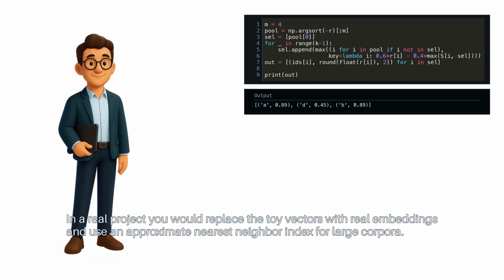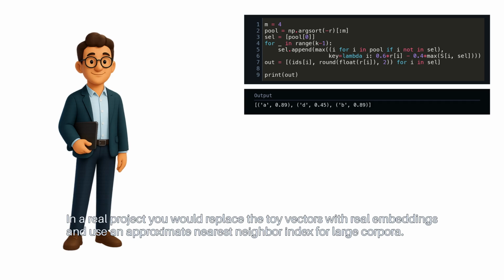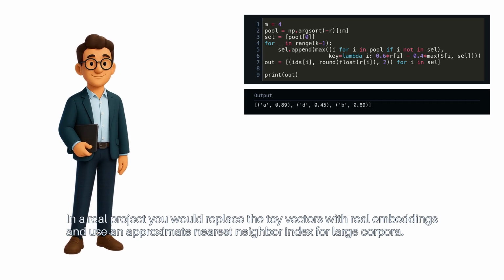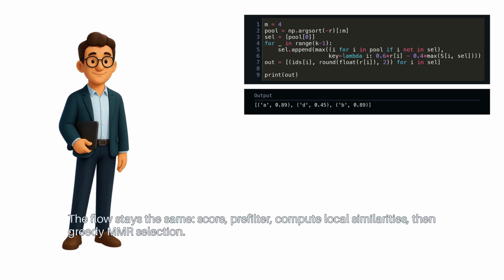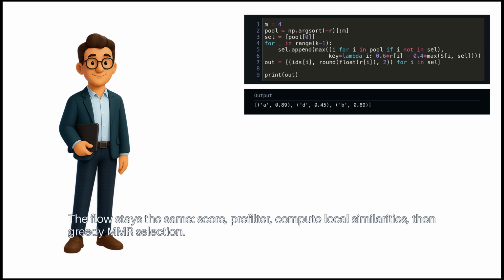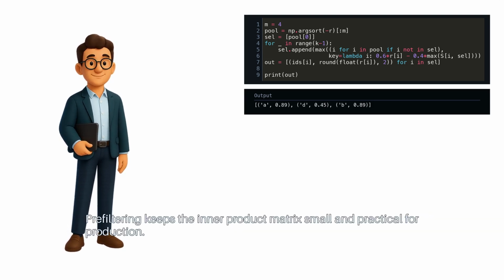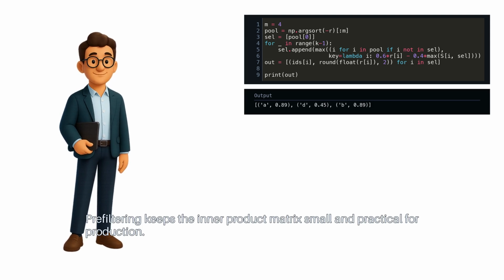In a real project, you would replace the toy vectors with real embeddings and use an approximate nearest neighbor index for large corpora. The flow stays the same: score, prefilter, compute local similarities, then greedy MMR selection. Prefiltering keeps the pairwise similarity matrix small and practical for production.